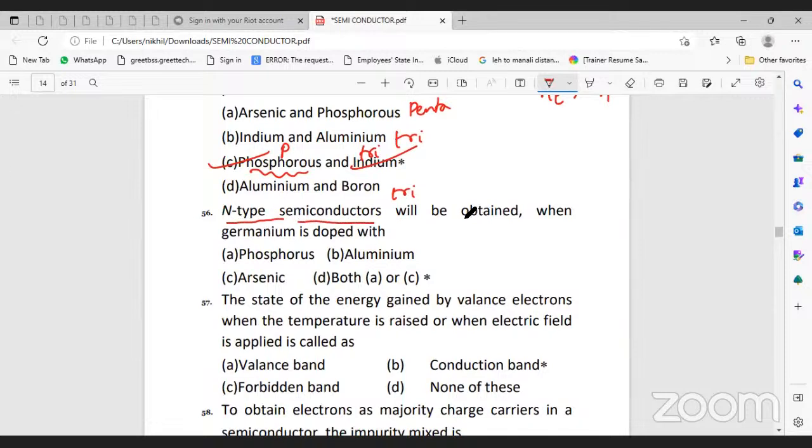N-type semiconductors will be obtained when germanium is doped with phosphorus, aluminum, arsenic. Phosphorus is possible, arsenic is possible. Both A and C are pentavalent. But aluminum is not possible because it is trivalent. In order to get an N-type, it should be doped with pentavalent. So options A and C are correct.